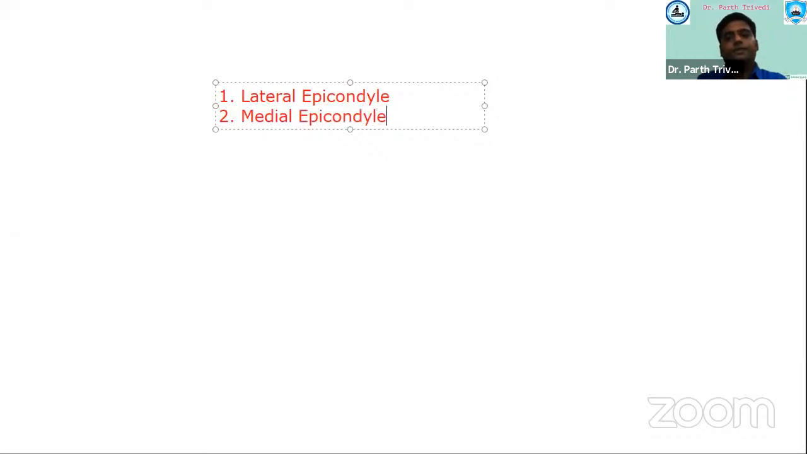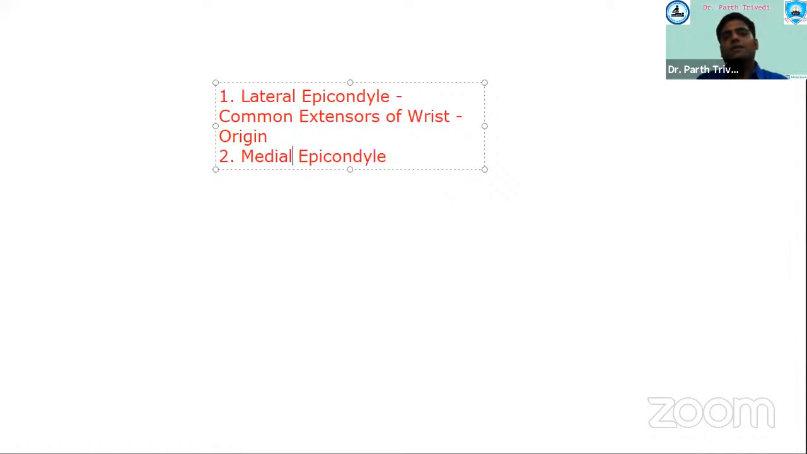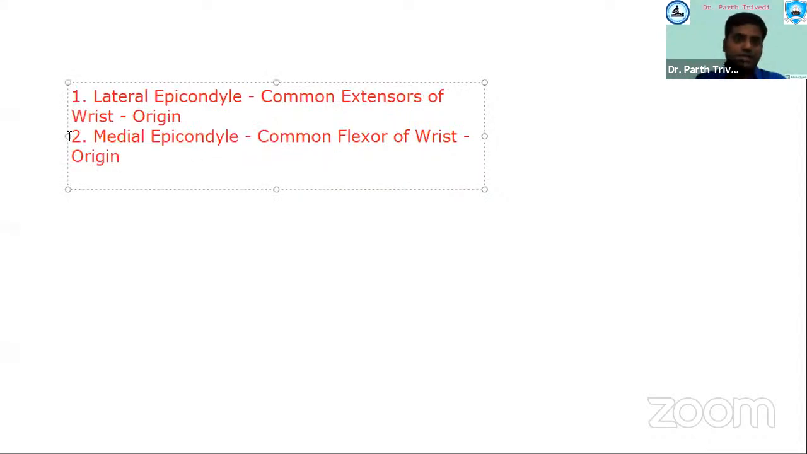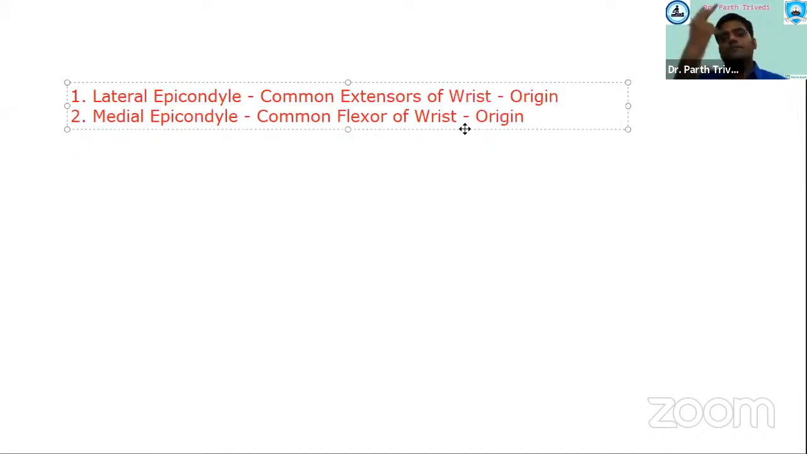Here we have two basic landmarks: one is the lateral epicondyle of the humerus, and another is the medial epicondyle. Over the lateral epicondyle, we have the common extensors of the wrist originating, and over the medial epicondyle, we have the common flexor group of muscles of the wrist. So these two are basically the origin points of two different groups of muscles: common extensors and common flexors.